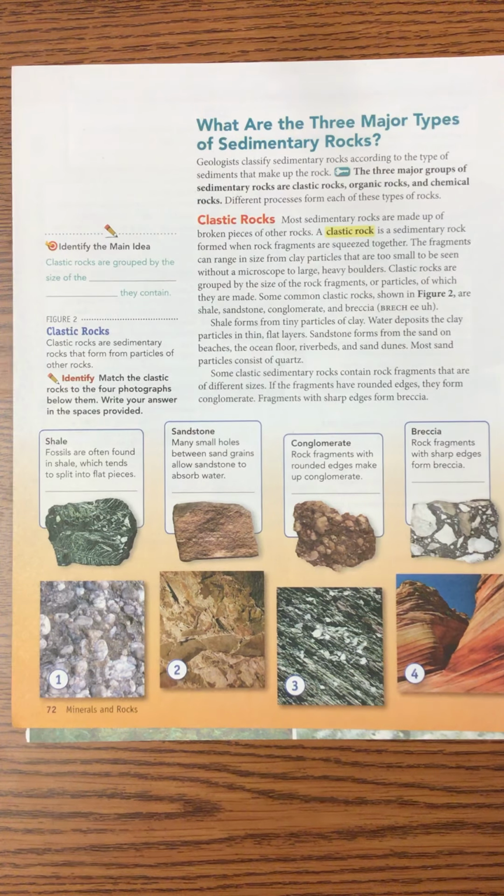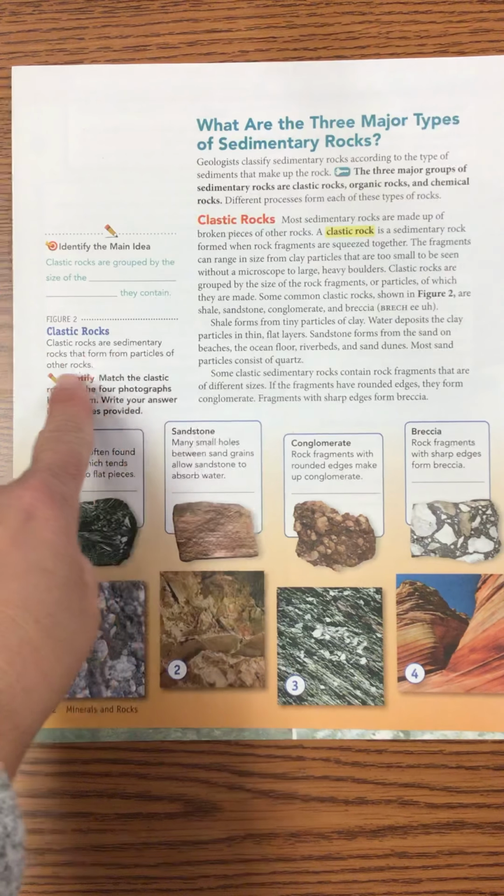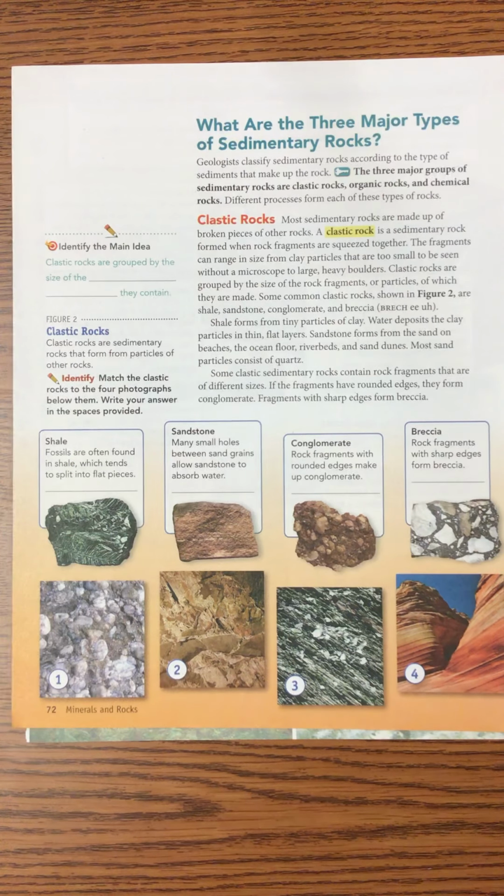Clastic rocks are sedimentary rocks that form from particles of other rocks. Most sedimentary rocks are made up of broken pieces of other rocks. A clastic rock is a sedimentary rock formed when rock fragments are squeezed together. The rock fragments can range in size from clay particles that are too small to be seen without a microscope, to large, heavy boulders. So they're very different in shape and size.